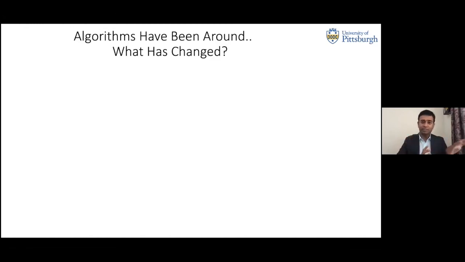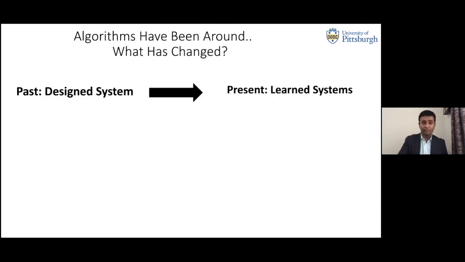There's something which has fundamentally changed, and there's something which is binary: something we were not doing earlier, and we are doing it now. The change is that we are moving from something called designed systems to something called learned systems. For example, when you fly in an aeroplane, most of the time that aeroplane is on autopilot mode, which is an algorithm running that aeroplane.